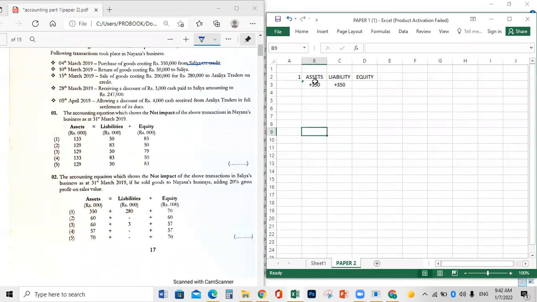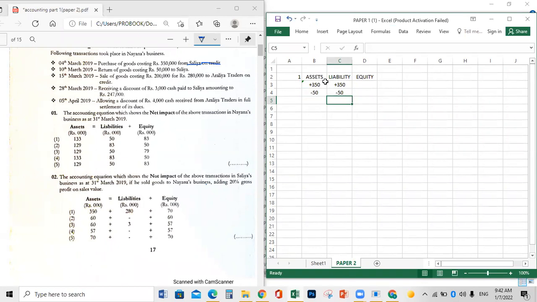Return of goods costing 50,000 to Salia. So guys, what is happening is after you purchase goods from Salia, you are returning it back. You call it return outwards. When you purchase goods, your asset increases. So when you're returning, your asset reduces. Not only that, when you purchase goods, your liability increases. Now when it is returned, your liability reduces, because the amount you have to pay to Salia is reducing. If you're done, send me the answer.